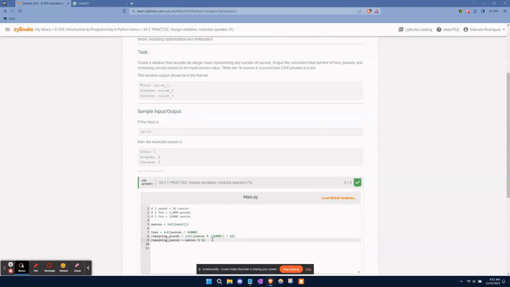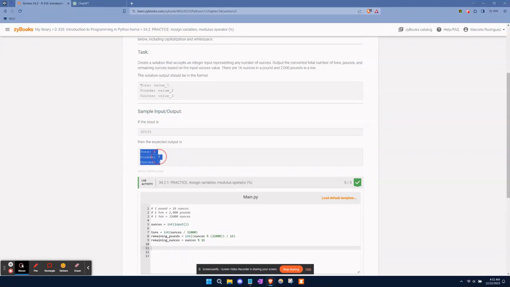Okay, so next thing we know, now that we have our formulas calculated, we want to go ahead and create our output. Again, this tells us what format it should be in: tons, colon, white space, and then your value, which is essentially what these are. We could just name it tons, remaining pounds, remaining ounces. And this again is the format that it should be in.